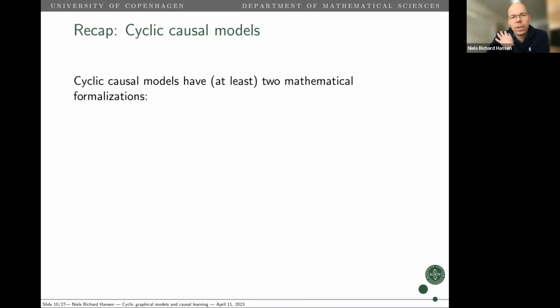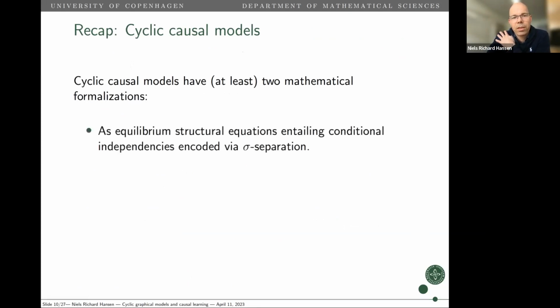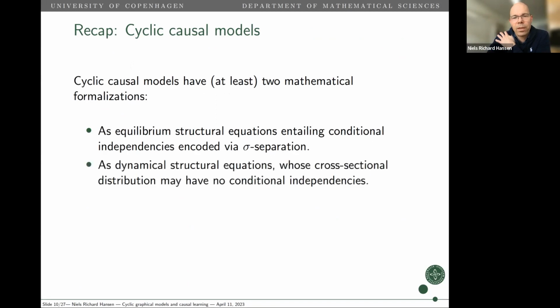So let me just recap here. Cyclic causal models have at least two different mathematical formalizations. One is as an equilibrium structural equation model, which entails conditional independencies that are encoded by, for instance, sigma separation. And the other is as these dynamical structural equations whose cross-sectional distribution may have no conditional independencies. And what I will talk about for the remainder of this presentation is this latter view. So if there are any questions right now, I'm happy to take them.